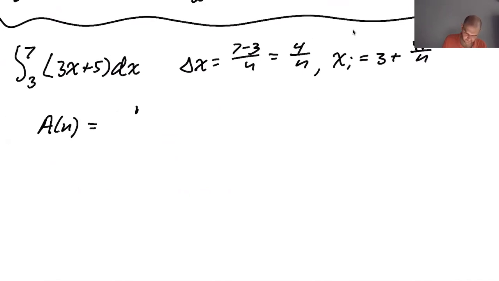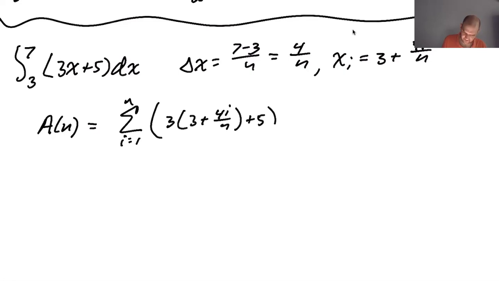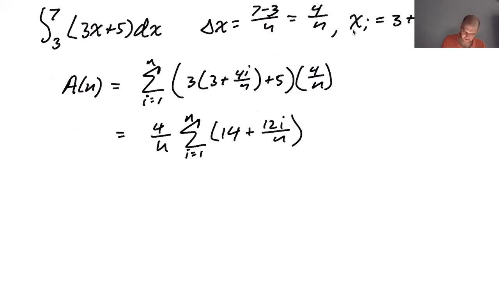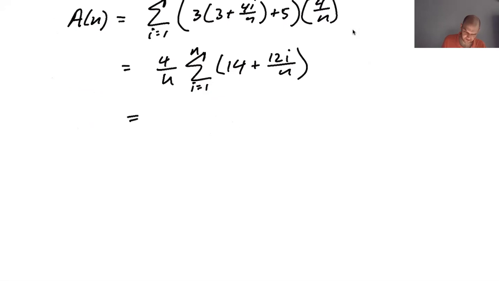So, 1 to n, all right. x sub i is 3 plus 4i over n, times 3, and then plus 5, and then all of that times delta x. This one seems easier. 4 over n, sum from 1 to n. So we get 3 times 3 is 9 plus 5. It's 14 plus 3 times 4 is 12. Yeah, I think we're doing all right here.